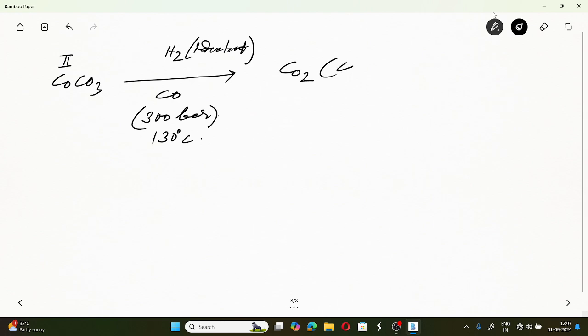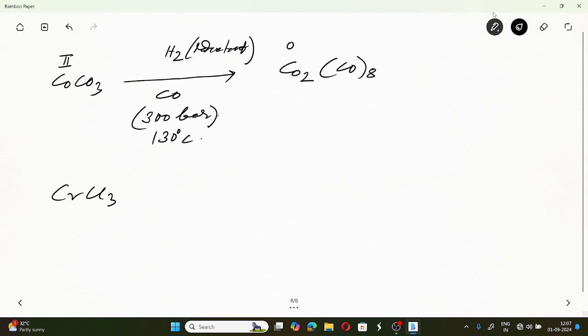So this will be converted to Co2(CO)8. That means once again, this is converted to the zero valence state with addition of carbon monoxide. So this is reduction followed by carbonylation. So this is reductive carbonylation reaction. Now দেখো reduction হচ্ছে along with carbonylation.